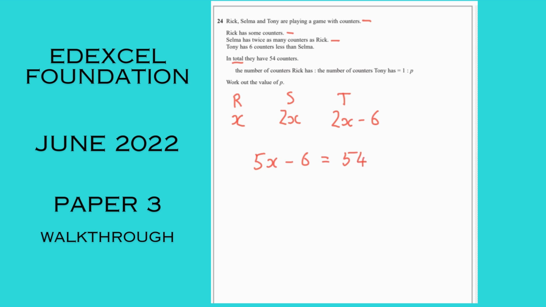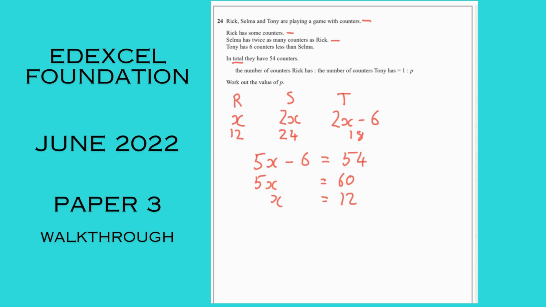So it begins as a set up and solve question. Add 6 to both sides, and divide both sides by 5, but you haven't finished. X being 12 means Rick's got 12, Selma's got 24, and if we take away 6, Tony's got 18.